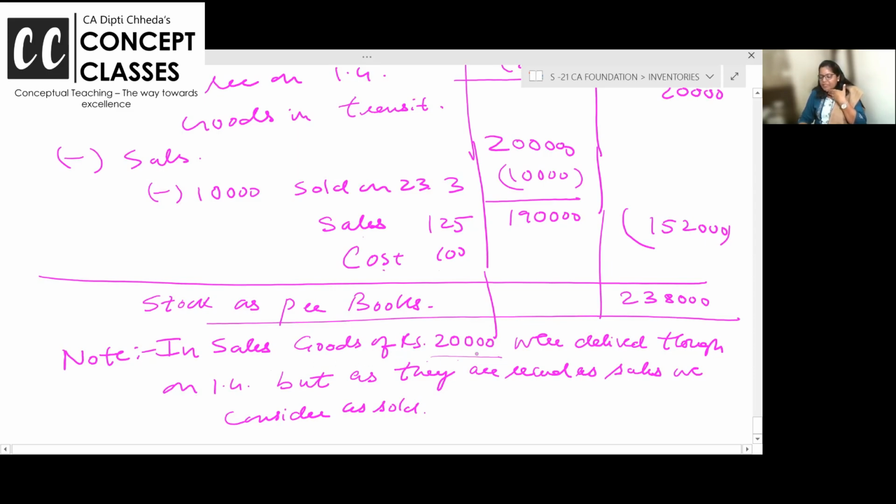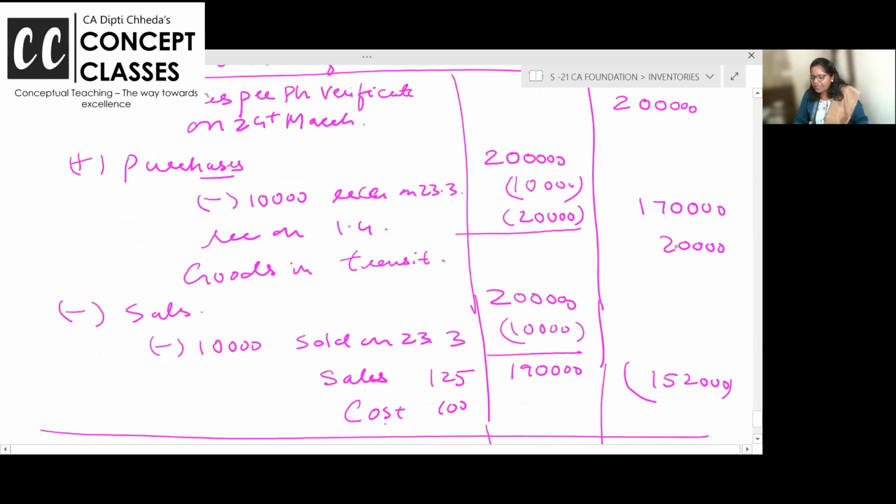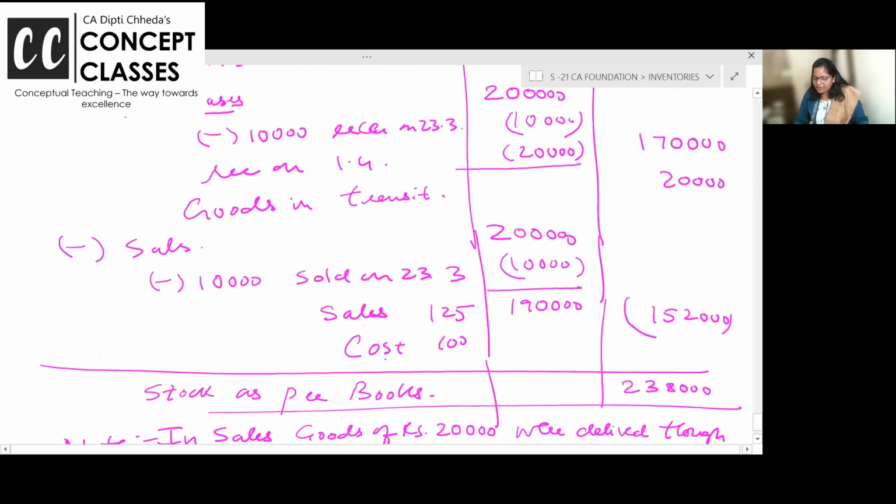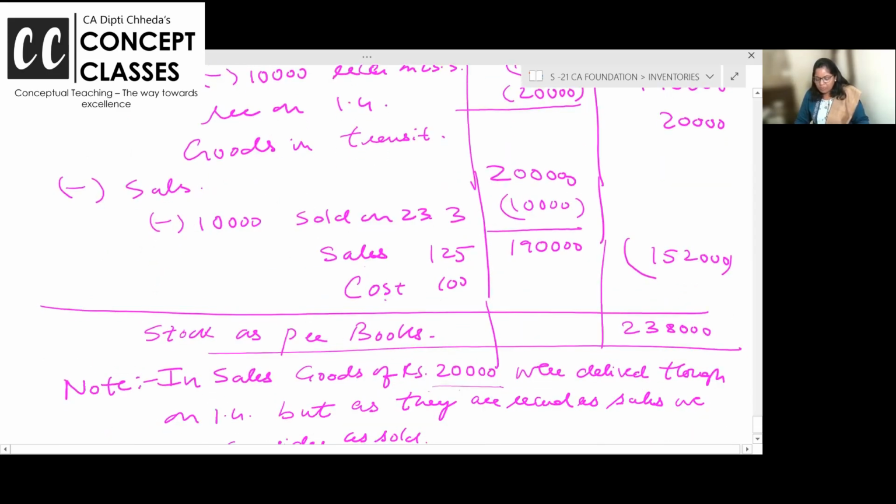In sales, goods of 20,000 were delivered on 1st April, but as they were recorded, we have taken them. If you take physical stock, then you have to remove them from the sales also. If you see physical stock, then this 20,000 will not be there. This 20,000 which you have sold, you will remove from the sales if you see physical stock. But if you see book stock, you have to take it as sales because in books it's recorded as sales. That's why I'm clearly specifying this is stock as per books.